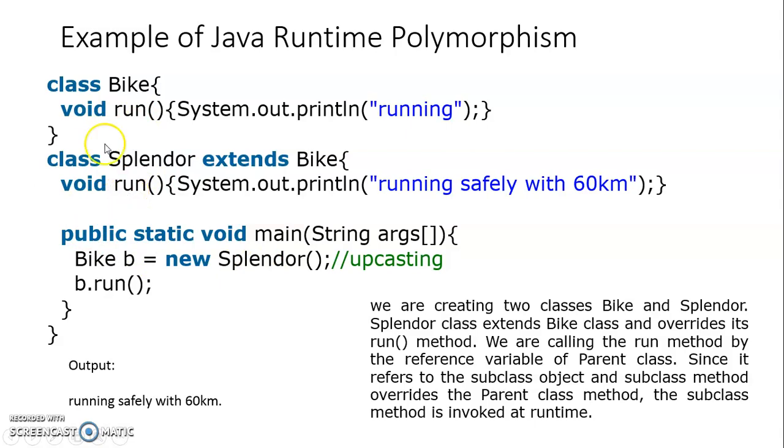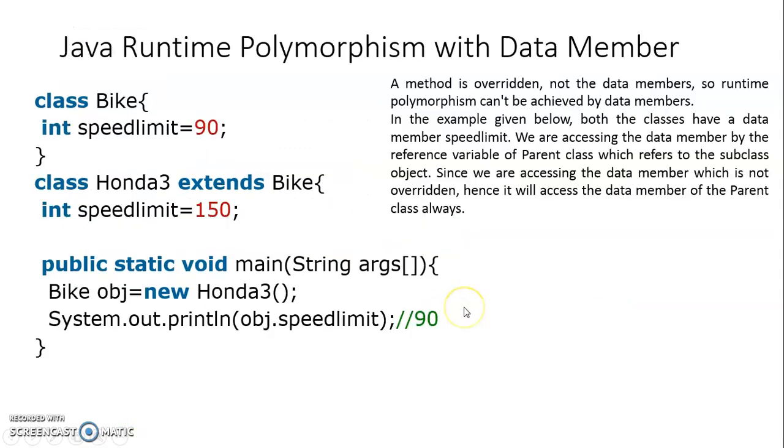Splendor is the subclass. And subclass method overrides the parent class. This is also run method. It overrides the parent class. And so when we are calling this function, it will call the function which is in the subclass, that is splendor class, and so we will get the output running safely with 60 km. Got the example what is upcasting?